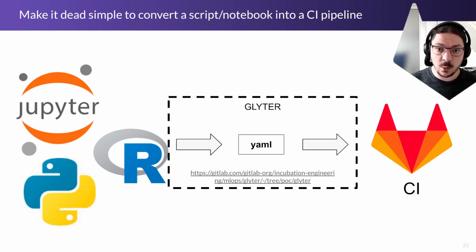So this is what Glitter is. This is also another POC that I have. It currently transforms a Jupyter notebook into a GitLab pipeline. It is also very limited, but it also showcases a little bit of the experience that we can offer users on this side.